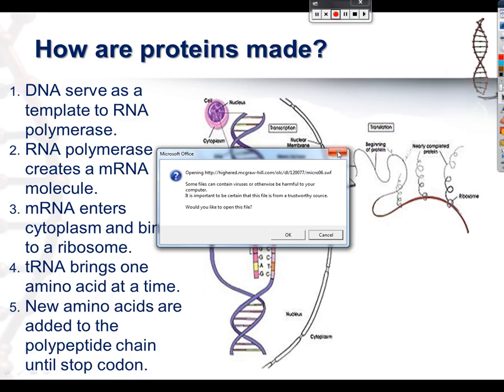What is this? Okay, hopefully this is not going to cause a problem.